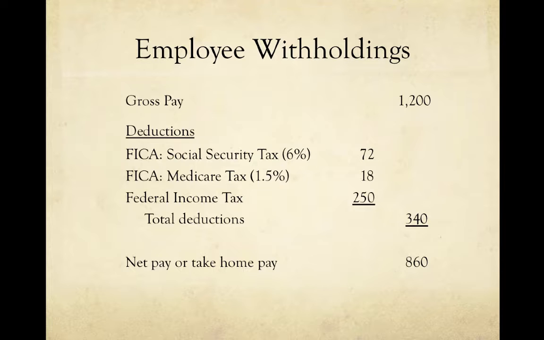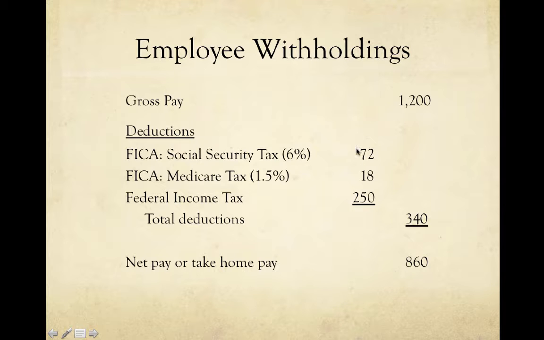Here's an example or illustration of the specific taxes being deducted, right, to arrive at net pay. So this person has a gross pay of $1,200, and we calculated a 6% Social Security tax. So 6% of $1,200 is $72. The FICA Medicare tax, I'm using a 1.5% rate. And so I take 1.5% times $1,200, the gross pay, and that gives us $18. And in the federal income tax, that's a given number, okay? And so I put $250 here.